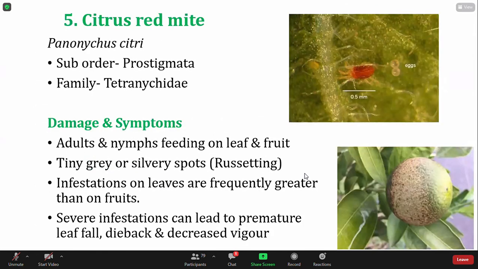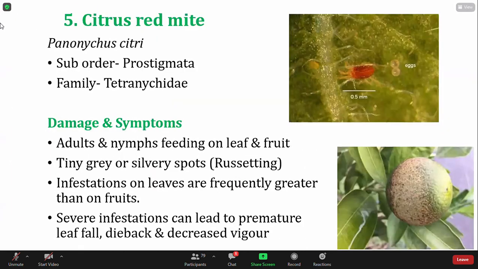The fifth one is the citrus thread mite. This is the suborder Prostigmata, family Tetranychidae. What are the damage and symptoms of this pest? The adult mite feeds on leaf and fruit. The tiny gray or silvery spots, called russeting, you can observe. The infestation is higher in leaves rather than the fruit. Severe infestation can lead to premature leaf fall, and it causes dieback and decreases the vigor of the plant.